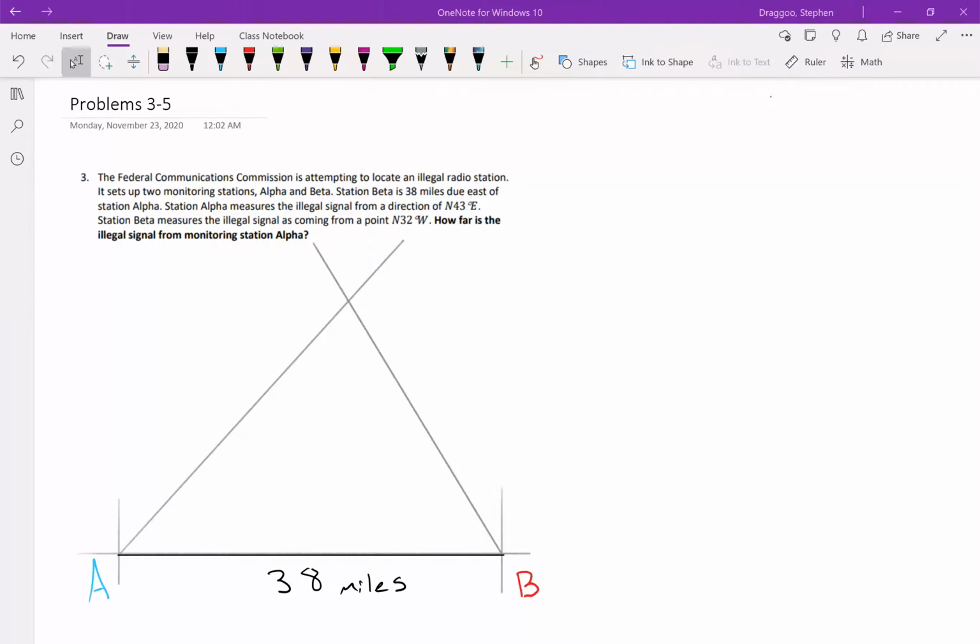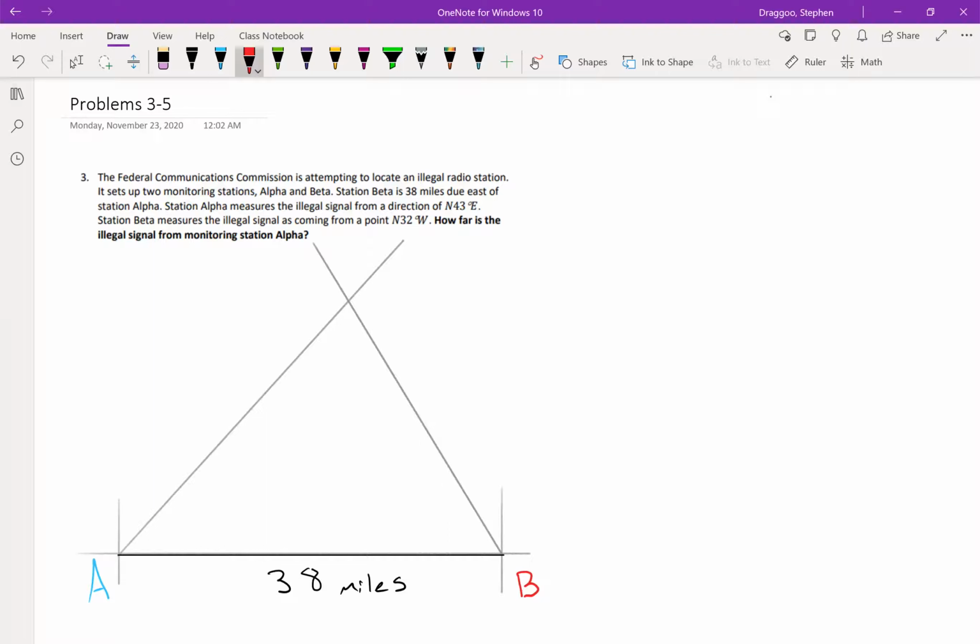So it sets up two monitoring stations, alpha and beta, which I just labeled as A and B in the triangle below. And it tells us that station beta is 38 miles due east of station alpha. Alpha measures the illegal signal from a direction of 43 degrees east of north, whereas station beta measures the illegal signals coming from a point that is 32 degrees west of north. How far is the illegal signal from monitoring station alpha?